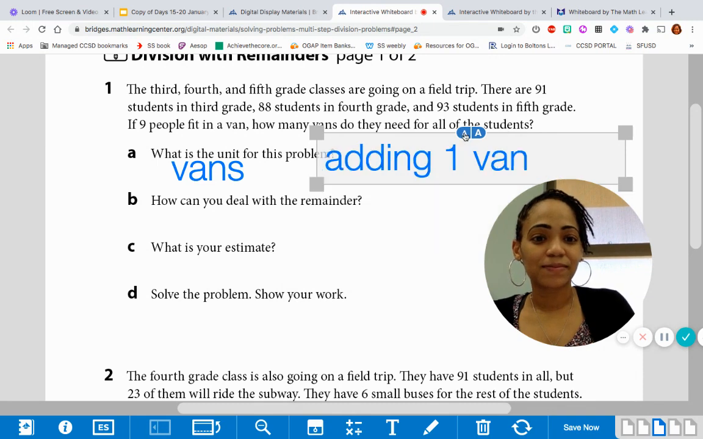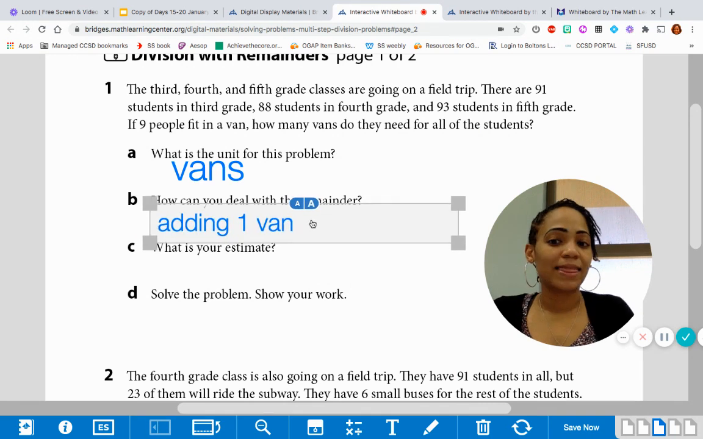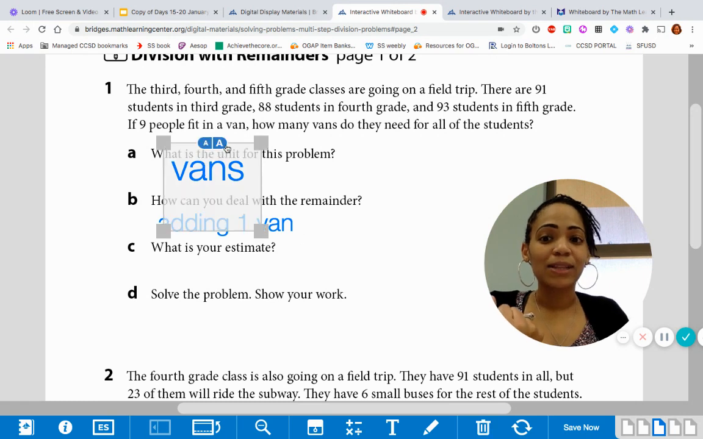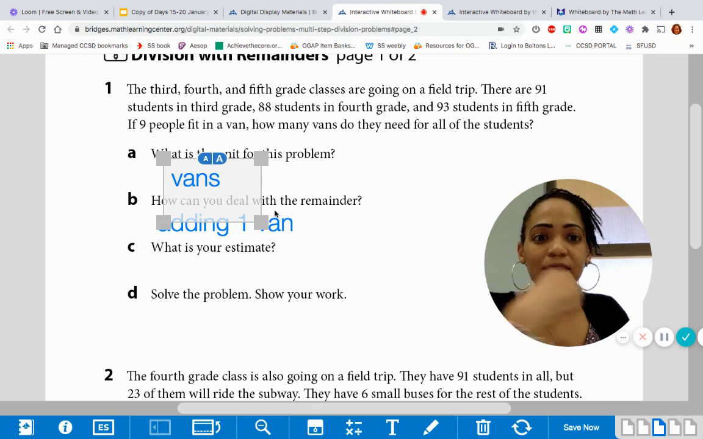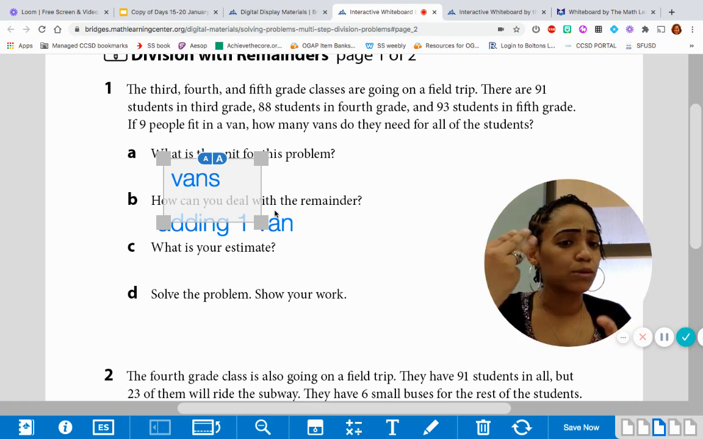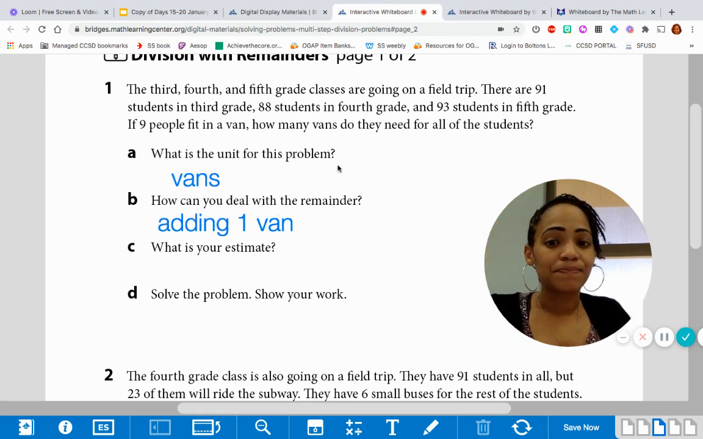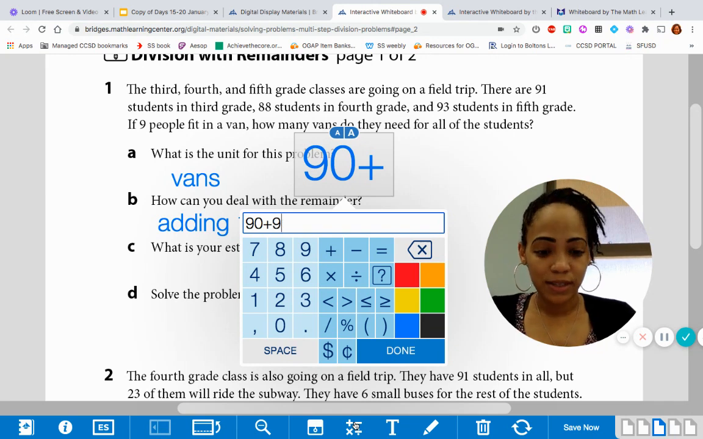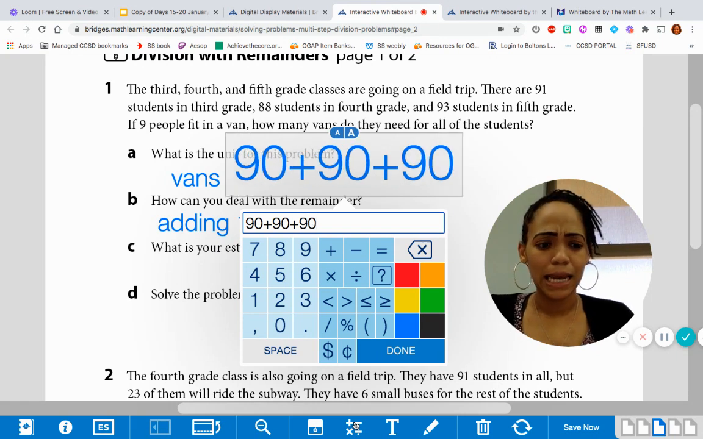Y'all agree? Great. So let's estimate how many vans we might need. And remember, when we estimate, we first start by rounding. So let's round our numbers. And this is a two-step word problem because we need to figure out how many students altogether in those 3 grade levels before we can divide those students into groups of 9. So 91 would round to 90. 88 would round to 90. And 93 would also round to 90.